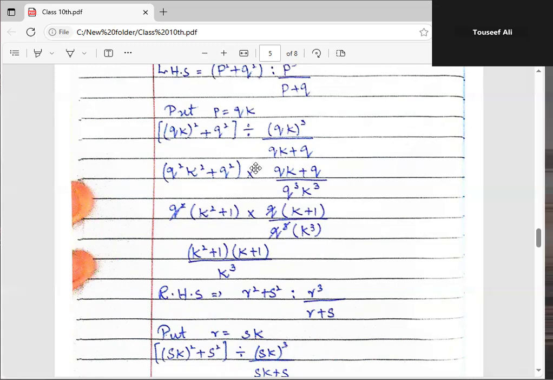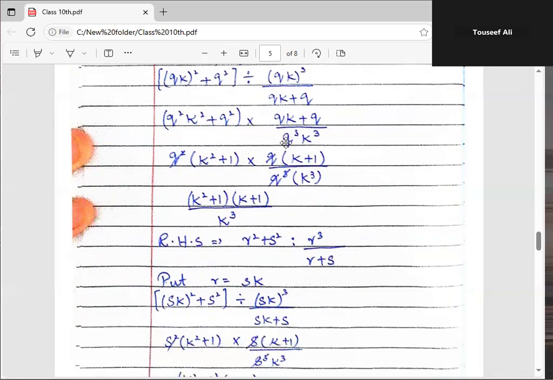It becomes the reciprocal. Reciprocal means the numerator becomes the denominator and the denominator becomes the numerator. So division changes into multiplication, and this numerator becomes the denominator: qk plus q divided by, here the cube is on q and k also, so I separate the cube on both terms, then q cube k cube.